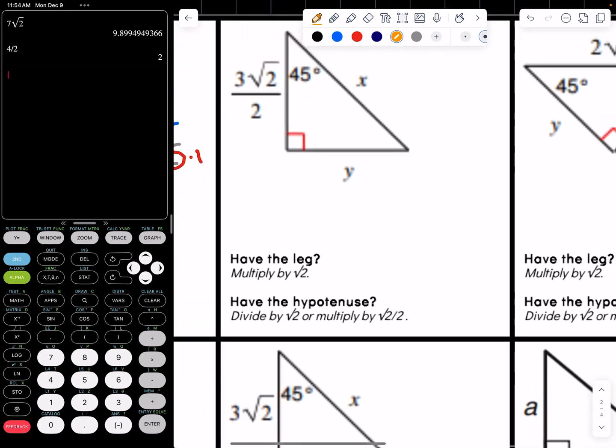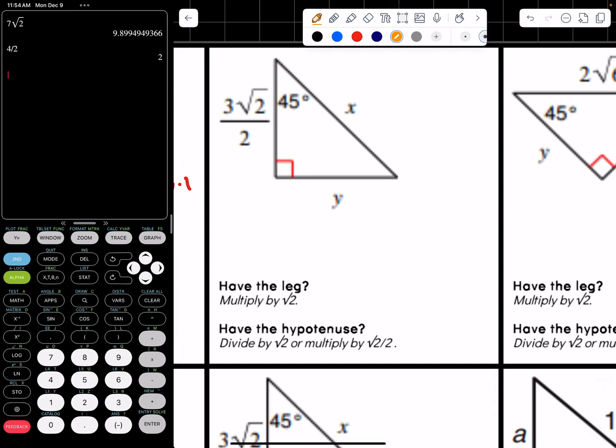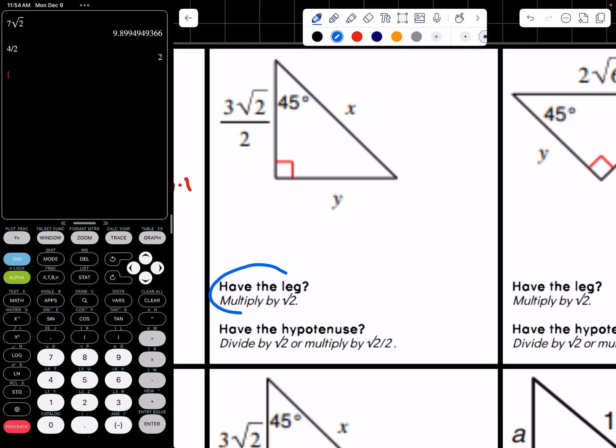Looking over here at this one, I have a leg, and because I have a leg, I'm going to multiply by root 2.